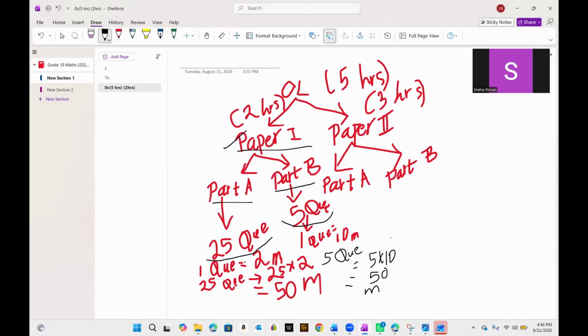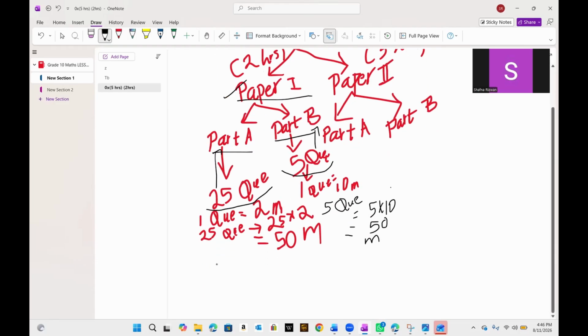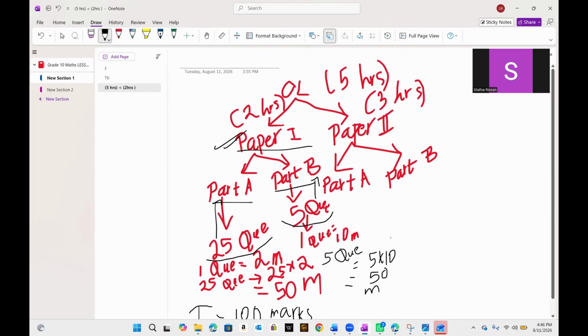Then how many marks will you get? In part A, you will get 50 marks. In part B, you will get 50 marks. Then how many marks in total for your paper 1? That is 100 marks. You will get around 100 marks in your paper 1. All the questions are compulsory. You have to do part A fully, all the 25 questions. On the paper itself, they have given you some space.